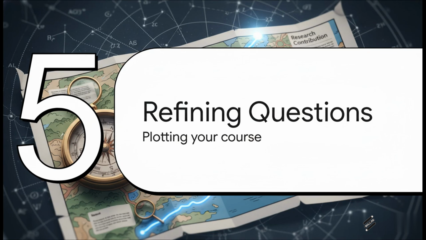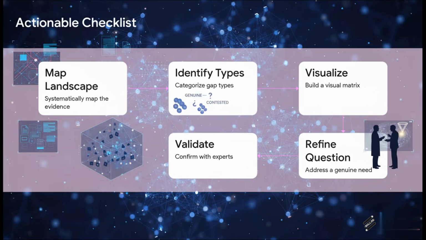And that brings us to our final section, Section 5, Refining Your Research Question. Let's tie the whole shebang together with a quick, actionable checklist for evaluating task risk versus AI capability. Step 1, map the landscape. Step 2, identify the gap types. Step 3, visualize it. Step 4, refine your question. And Step 5, team, this is where you really need to calibrate your AI judgment skills, validate with human experts.